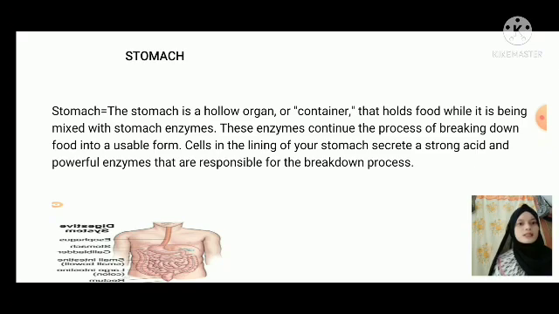So the stomach is a hollow organ or container that holds food while it is being mixed with stomach enzymes. These enzymes continue the process of breaking down food into a usable form. The cells in the lining of your stomach secrete a strong acid and powerful enzymes that are responsible for the breakdown process.